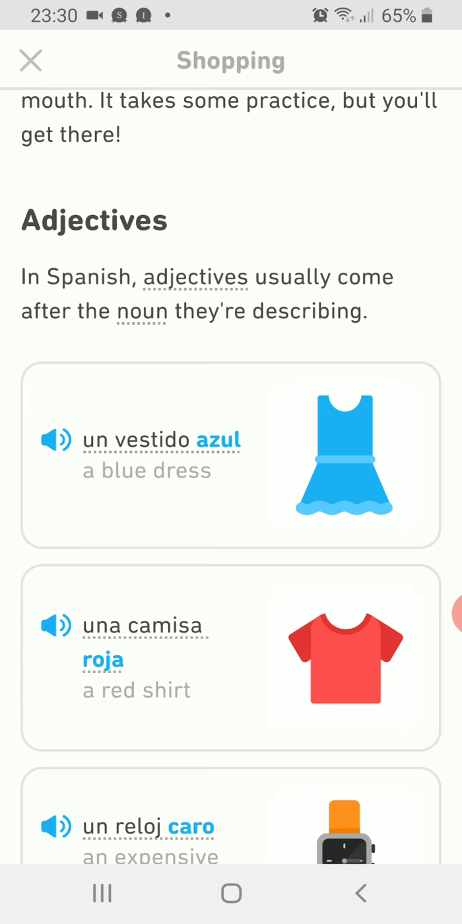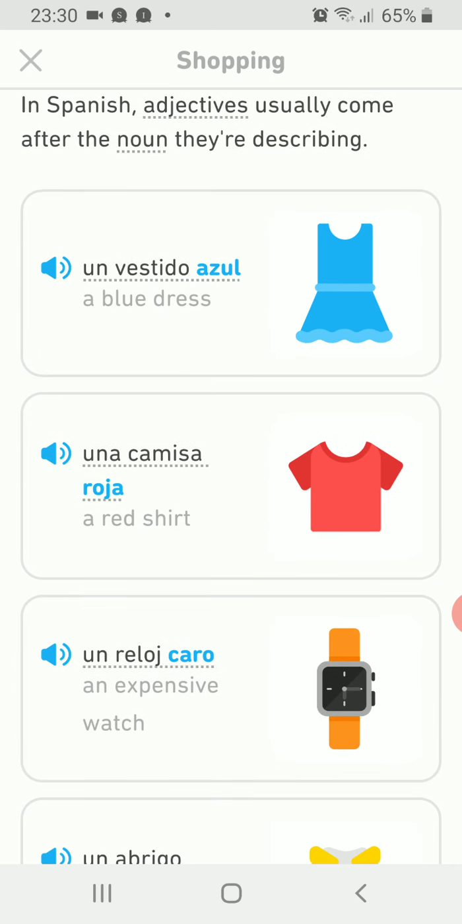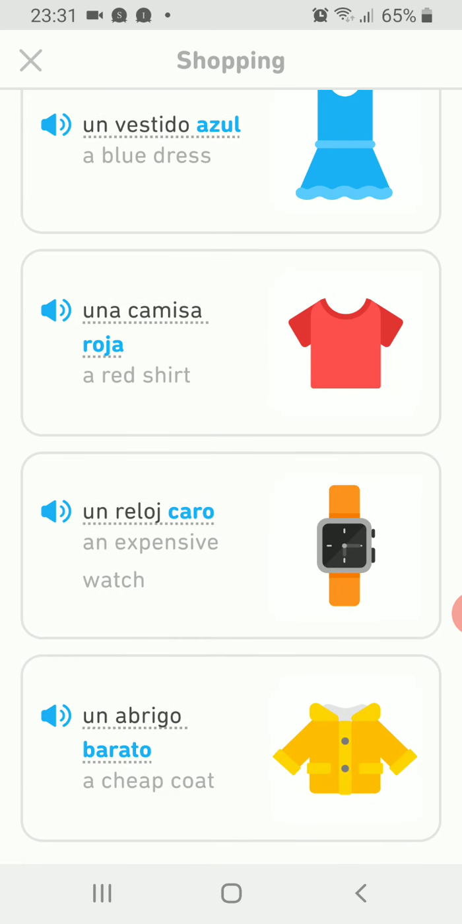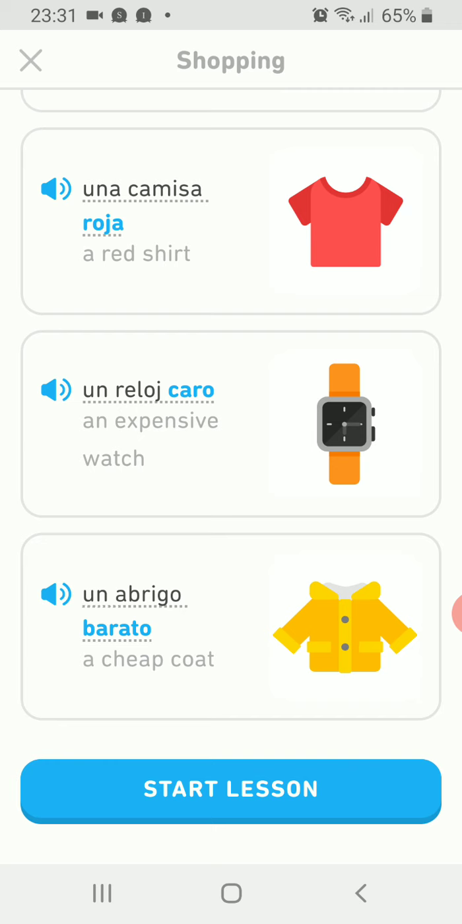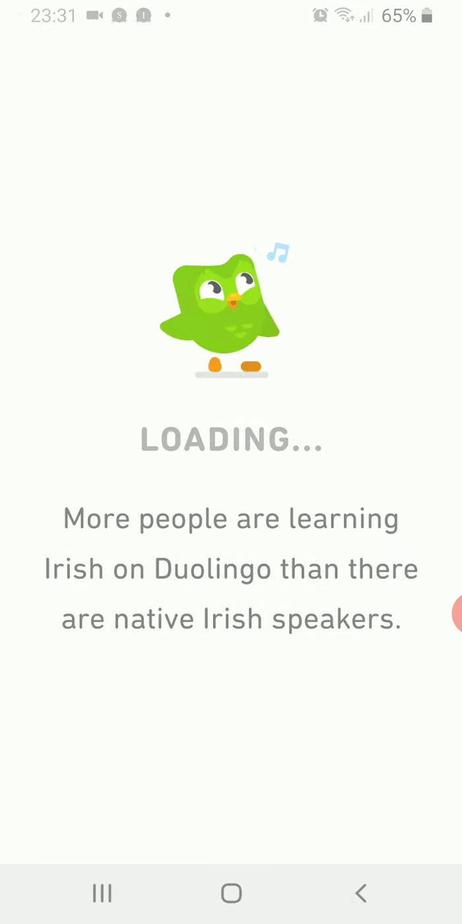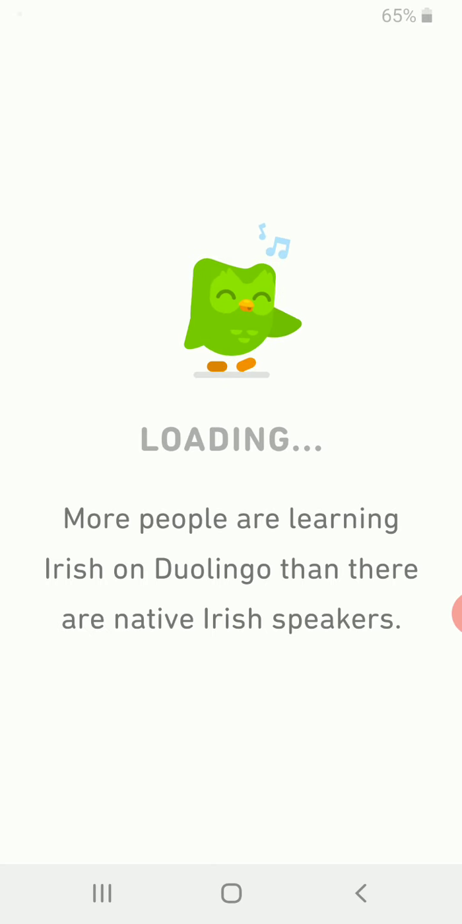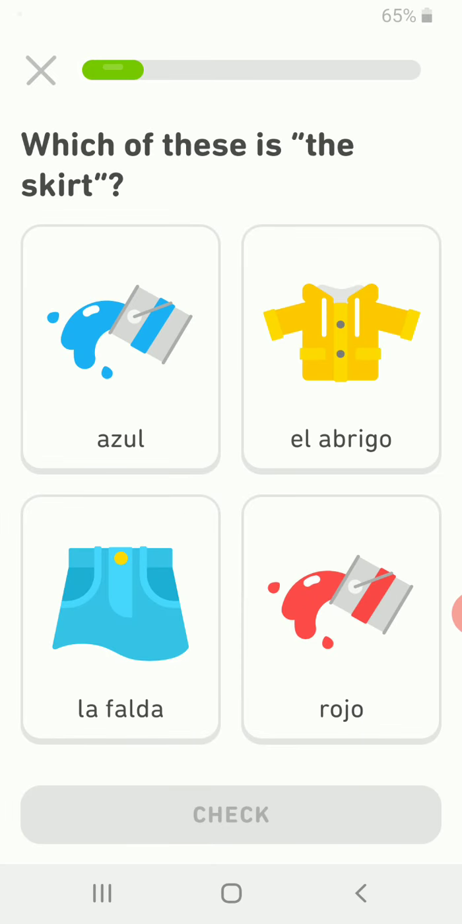But adjectives in Spanish usually come after the noun. This is something you have to mind when speaking in Spanish. They are describing. So un vestido azul. Azul means blue, and una camisa. Camisa is actually a shirt, so red shirt. Un reloj caro. Caro, expensive, so it's a watch, expensive watch. Un abrigo is a coat, barato, cheap. Let's do the exercise to restore this unit as well. And how do you say the skirt?